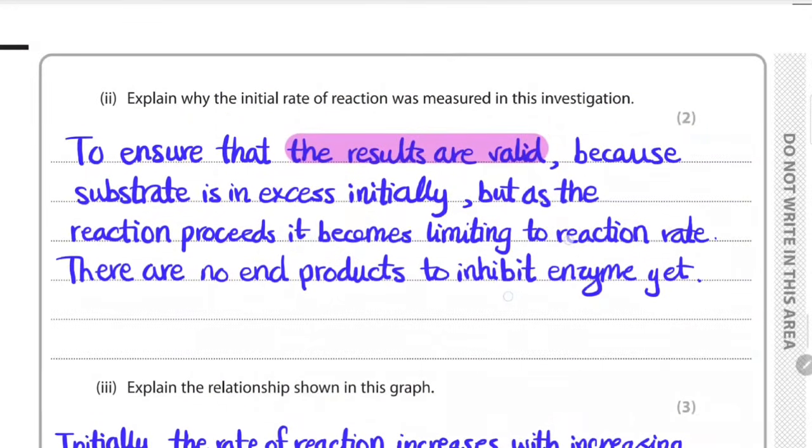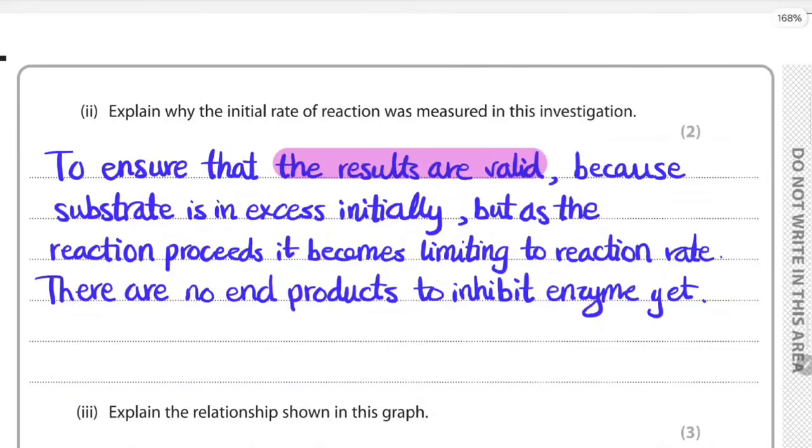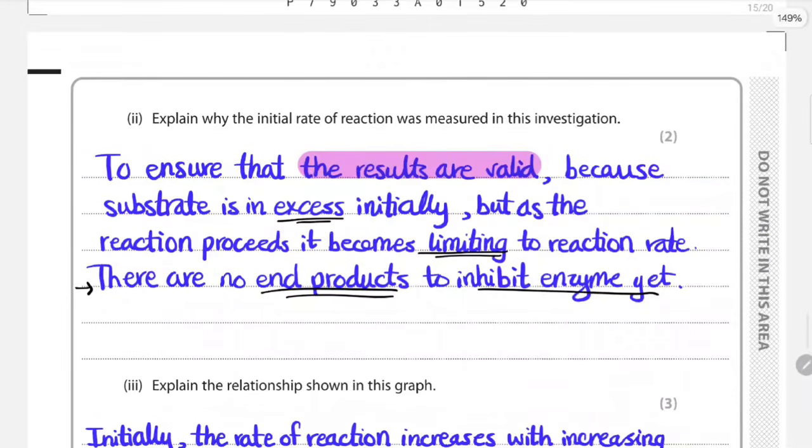So I could say this is to ensure the results are valid because substrate is in excess initially, but as the reaction proceeds, it becomes limiting to reaction rate. Also, there are no end products to inhibit the enzyme yet, so that's what makes the reaction valid at first.